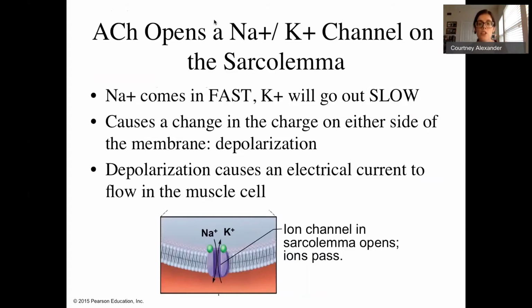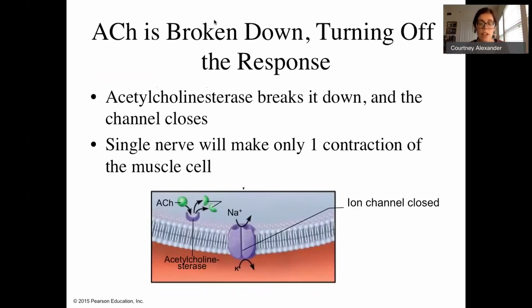And this causes a change in the electrical signal on either side of the membrane. So at rest, the muscle cell has a negative charge in it, and we're going to flood all of this positive sodium into our muscle cell. We call that a depolarization. And so the depolarization will then cause an electrical current to flow down our muscle cell. Now, how does this turn off? Well, there's an enzyme. Remember, enzymes are proteins. It's called acetylcholinesterase, in the synaptic cleft, and it breaks up the extra acetylcholine. This way, the single nerve will make one contraction of our muscle cell. It won't just keep going and going and going.